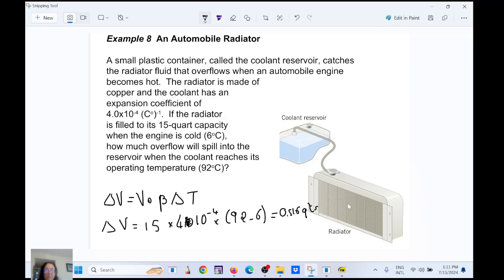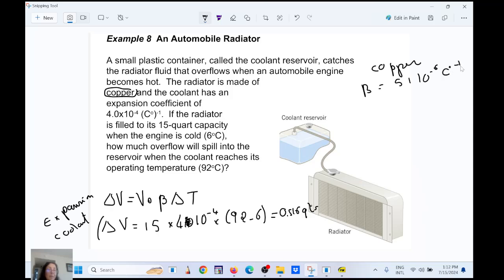And now the radiator, which is made of copper, will also expand, but not that much. So that will be the expansion for the coolant. Now let's see for the copper. So copper beta is 51 times 10 to the negative 6. Okay, so it's not that much. So let's see the expansion. It's expanding, so it's trying to accommodate the liquid, but it will accommodate a little bit, but not that much. So it will still overflow here.